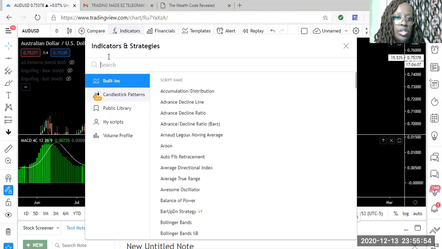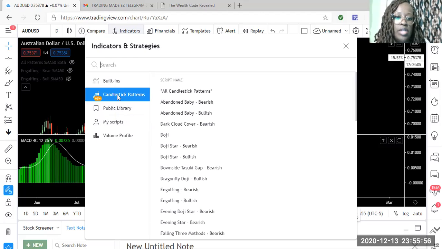When you go there, you'll see this, and just go to candlestick patterns. Now, candlestick patterns is going to give you all the candlestick patterns, right? Your dojis, your engulfing candles, your morning stars, and all of those. So if you trade candlestick patterns, then this would definitely be an indicator that you want to incorporate.